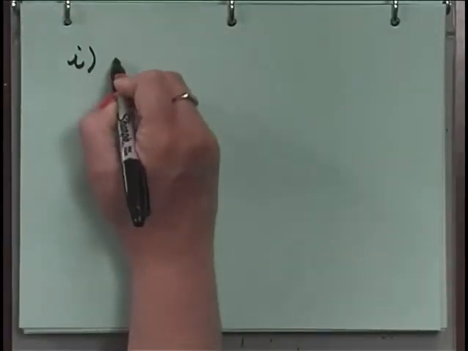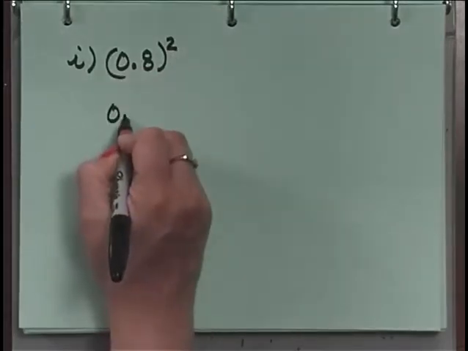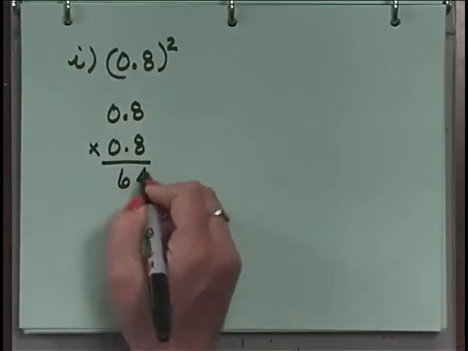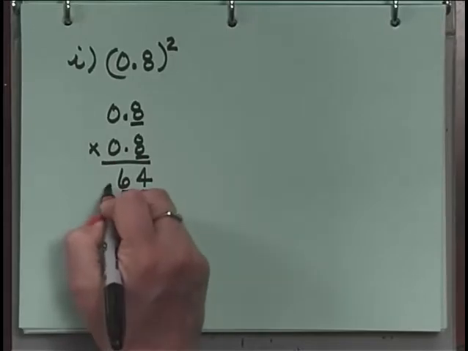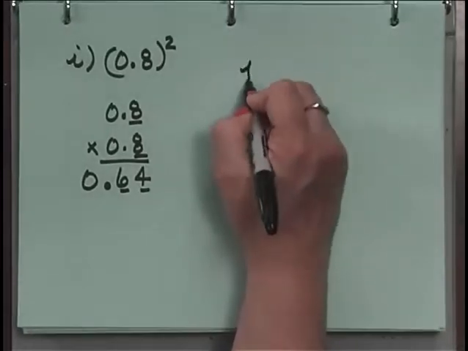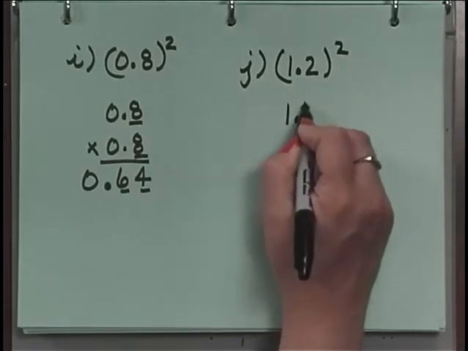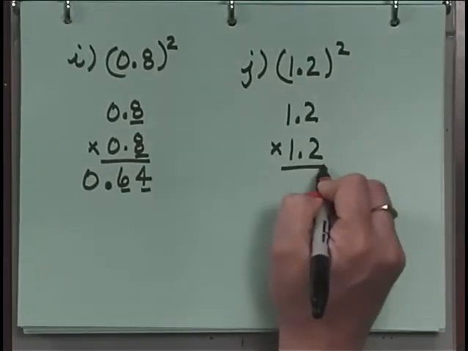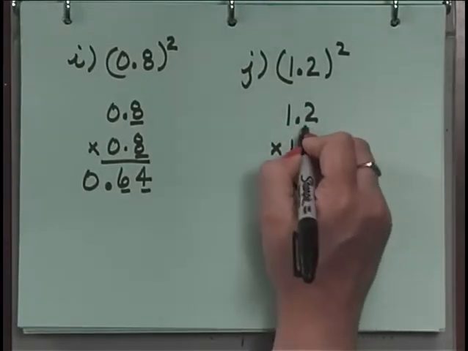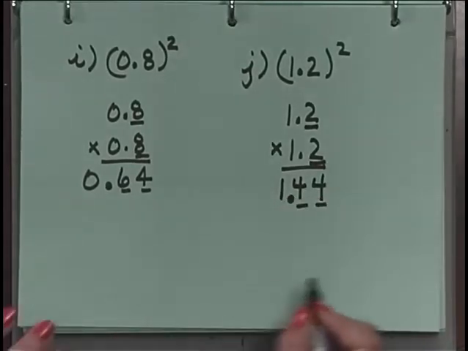Problem I is asking us to square 8/10. Well, that would be 8/10 times 8/10. 8 times 8 is 64, and we have 2 decimal places. So 64 hundredths then would be my solution. In problem J, we're asked to square 1 2/10. So that's going to be 1 2/10 times 1 2/10. Well, 12 times 12 is 144. We have 2 decimal places. So this would be 1 44 hundredths.